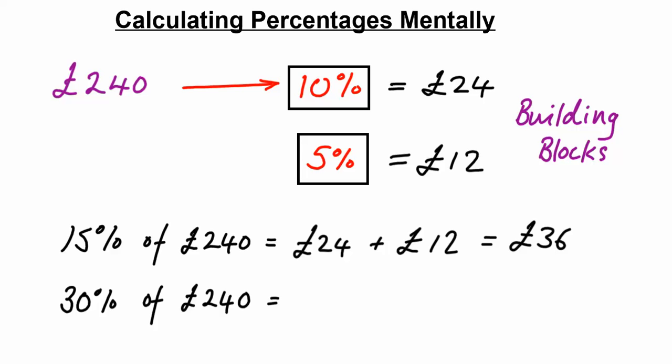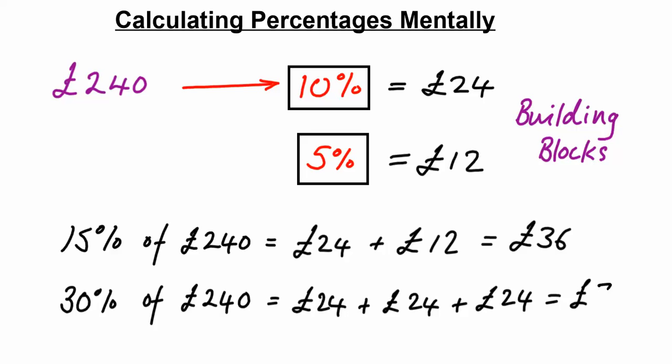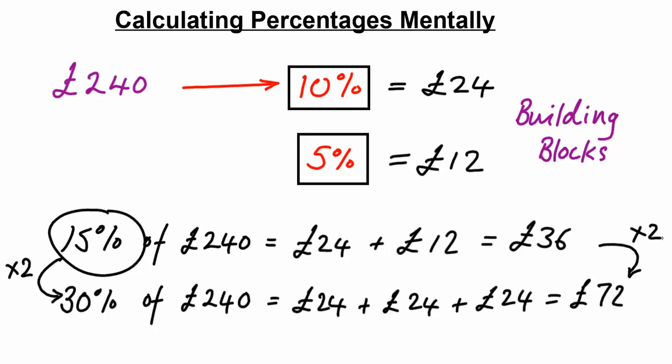In the next example, 30% of £240, you would have 3 of the 10% building blocks. So that's 3 lots of £24, which would be £72. There are so many different ways of doing this. Some people may have spotted that to go from 15% to 30%, I just times by 2. So I would do the same to the answer.